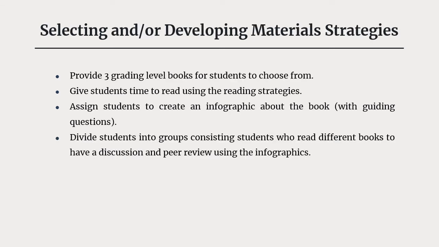Alright, for selecting and or developing materials and strategies, we have 4 points here. The first one is we're going to provide 3 graded level books for students to choose from. And then we give students time to read using the reading strategies. The third one is to assign students to create an infographic about the book with guiding questions. And then the last one is to divide students into groups consisting of students who read different books to have a discussion and peer review using the infographics.